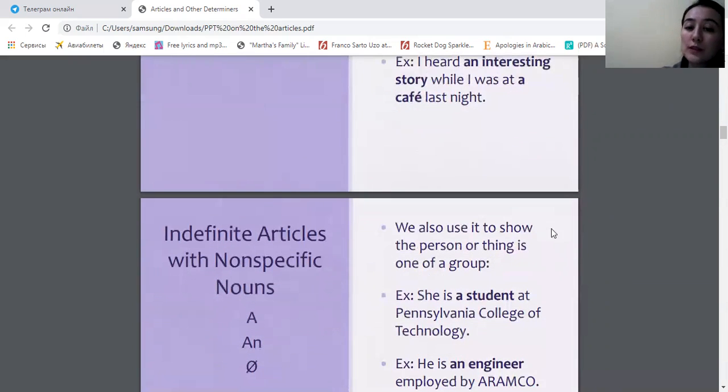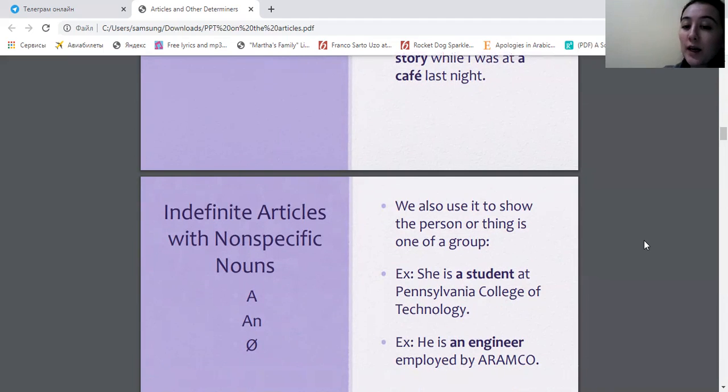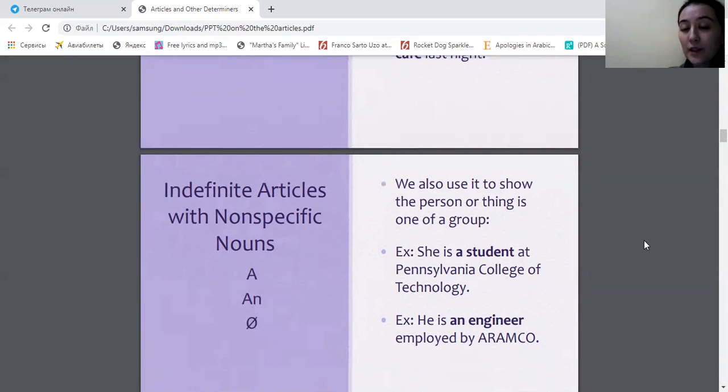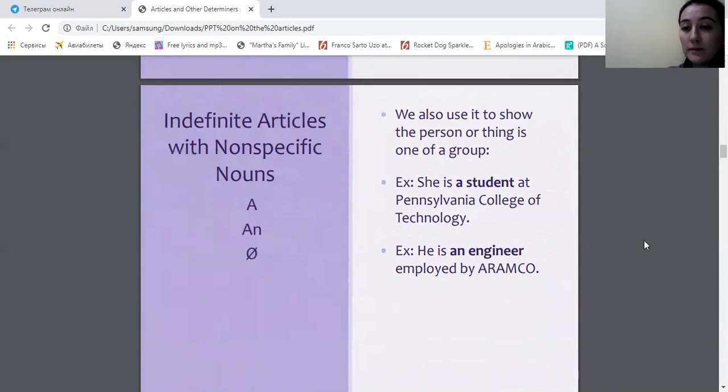Indefinite article with non-specific nouns still. We also use it to show the person or thing is one of a group. So if the person or thing is a part of a group, we also use the articles a or an. She is a student at Pennsylvania College of Technology. So she is a part of this group of students. And he is an engineer employed by Aramco. So engineer is a job, and he is a part or member of this company.